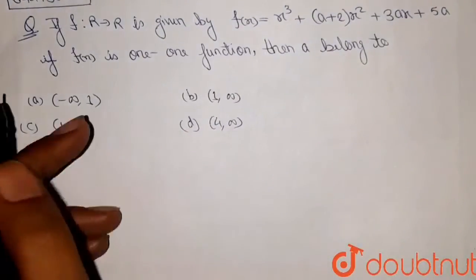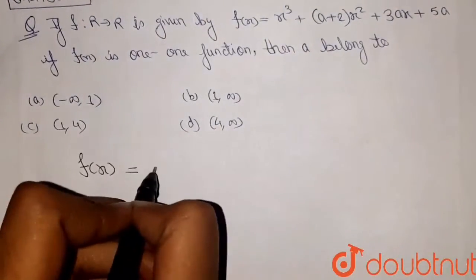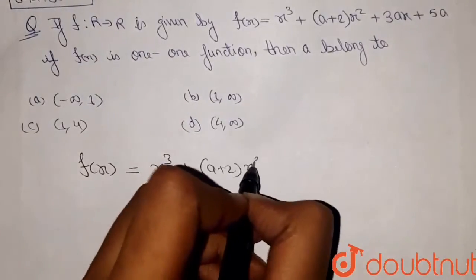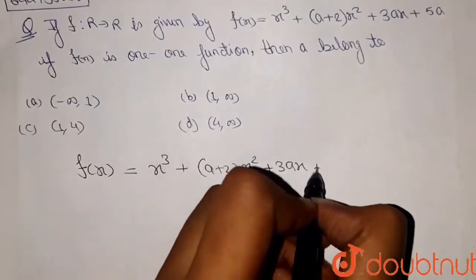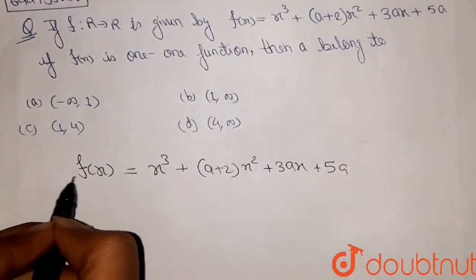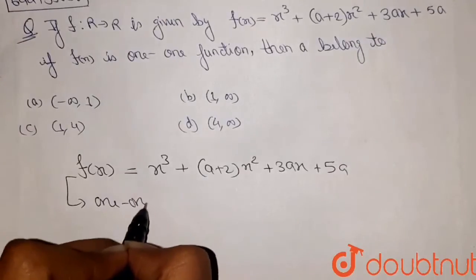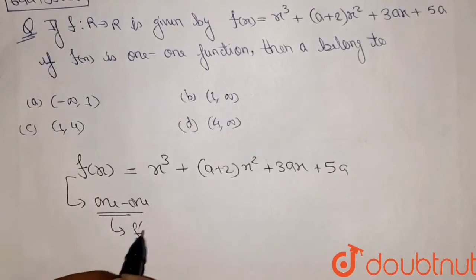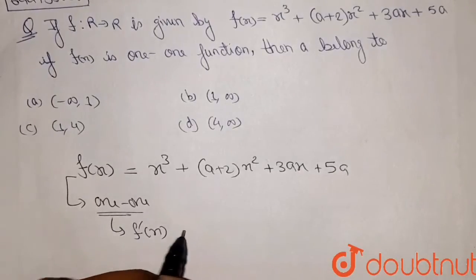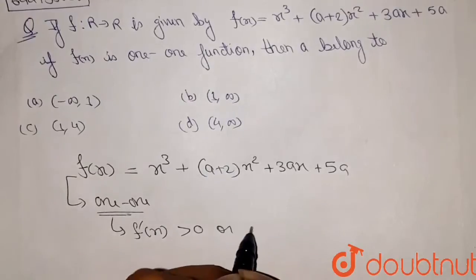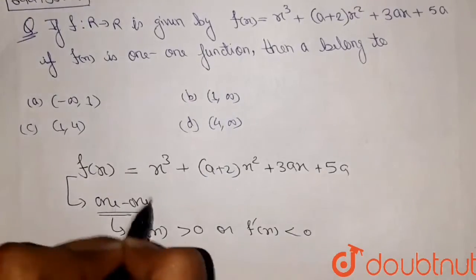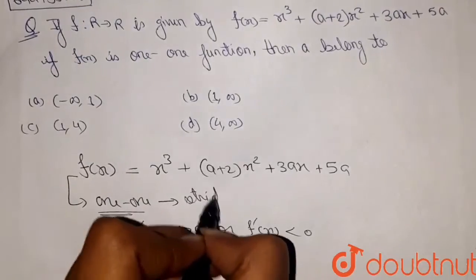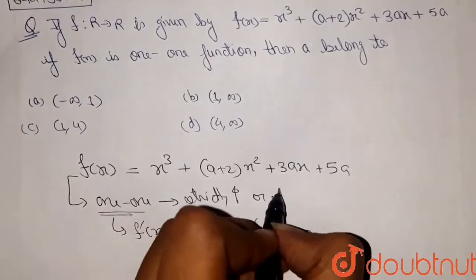Okay, so let's start. Let me write down the given function first, that is x cube plus a plus 2 into x squared plus 3ax plus 5a, right? Now it is given that this function is a 1-1 function, right? So from here we can say that its derivative, that is f dash x, must be always positive or it must be always negative, right? Because 1-1 function means this function is either strictly increasing or strictly decreasing graph, right?